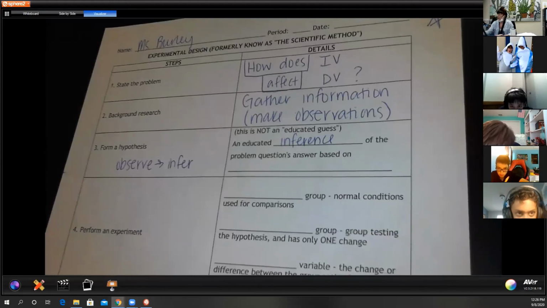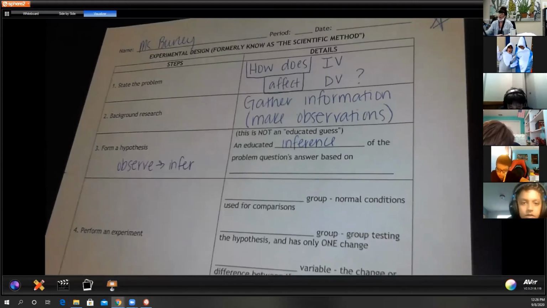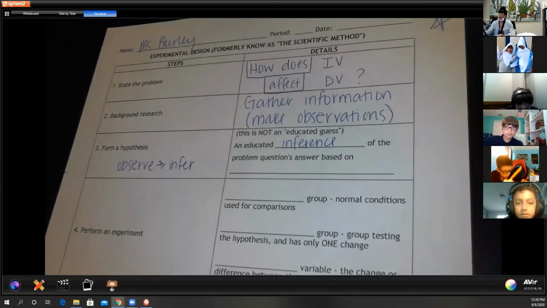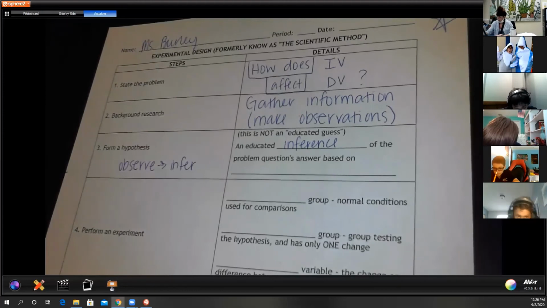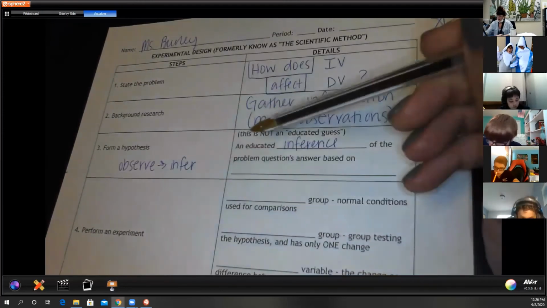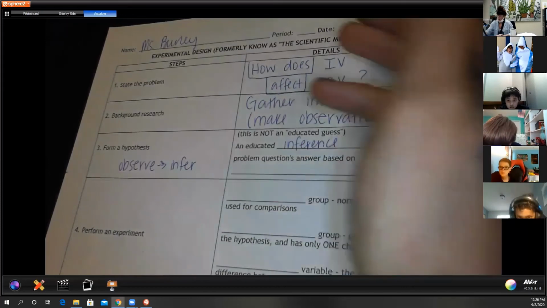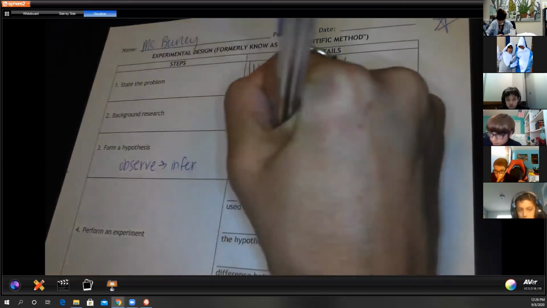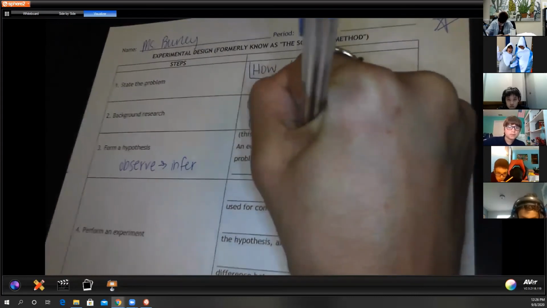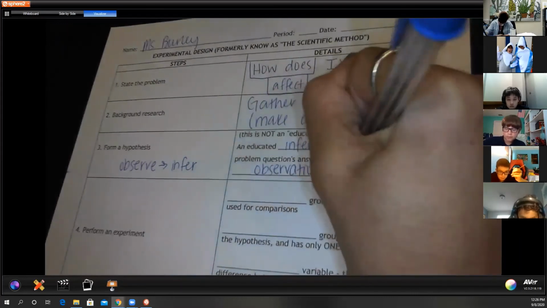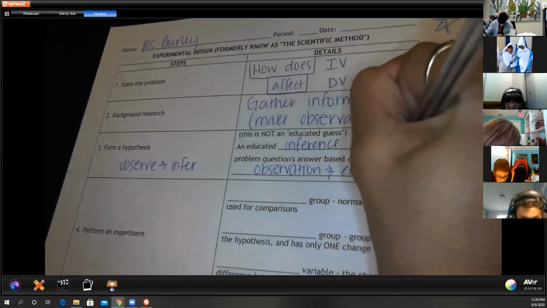Remember I said the thing about when I heard rain, I couldn't see it, but I heard it. I didn't know it was rain, but my prior knowledge told me that it's hurricane season, and it definitely is not Santa, so my inference was that it had to have been rain. Remember we talked about that? Yeah. So we form a hypothesis. It's an educated inference of the problem question's answer based on observations and prior experience. Observation and experience.